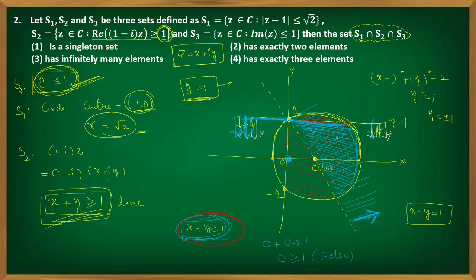So here how many points do you have in this region? Infinitely many points. Okay, here in this region we have infinitely many points, so therefore it has infinitely many points, which is the third option. Okay, I hope this is clear. Now let's see the third question.